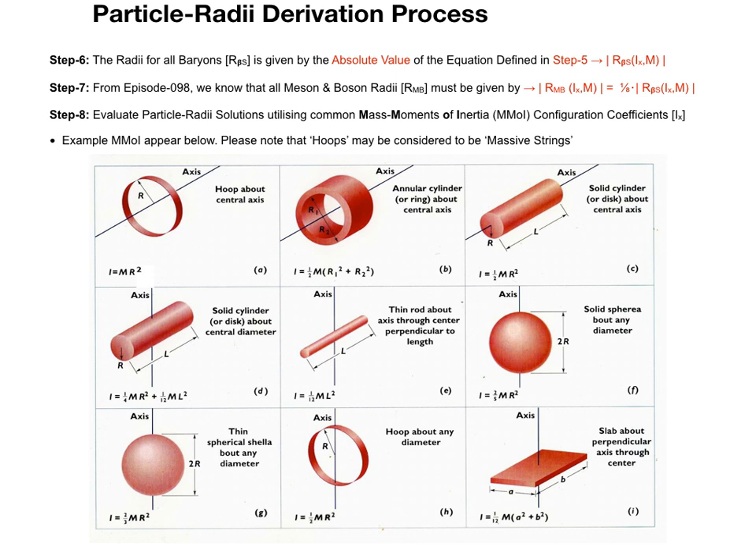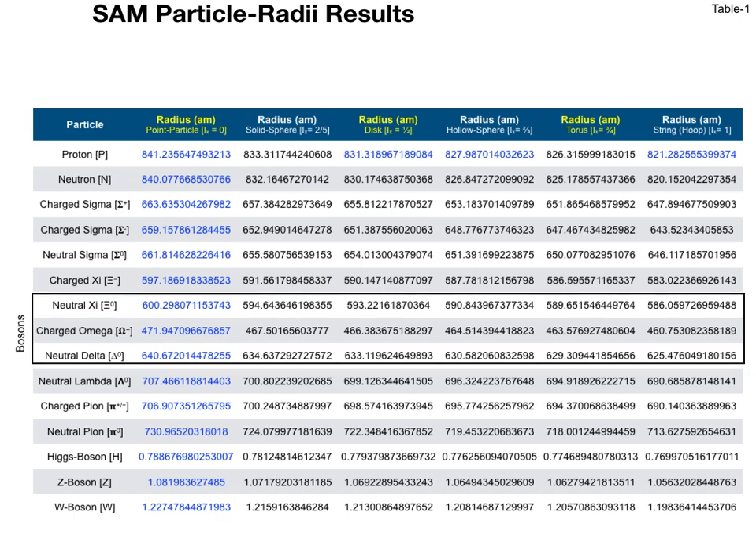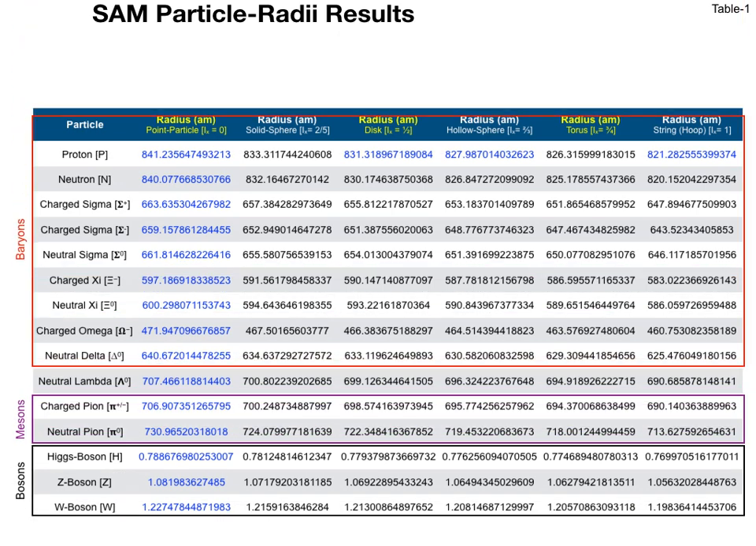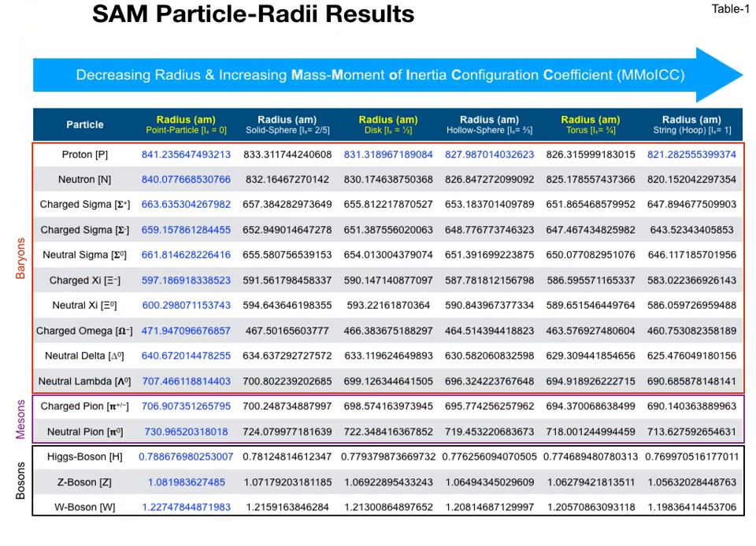Step 7. From episode 98, we know that all meson and boson radii must be given by the relationship shown. Step 8. Evaluate particle radii solutions utilizing common mass moments of inertia configuration coefficients. Example mass moments of inertia appear below. Please note that hoops may be considered to be massive strings. Let's now look at some spin angular momentum generated particle radii results. Our spin angular momentum generated particle radii results, based upon Tshipa's original particle listing, exhibit the following characteristics.